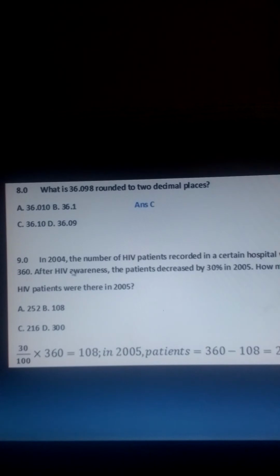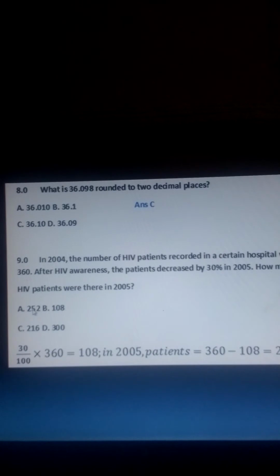In 2004, the number of HIV patients recorded in a certain hospital was 360. After HIV awareness, the patients decreased by 30% in 2005. How many HIV patients were there in 2005? So to solve this problem, we use percentage decrease, 30%. So 30% is 30 over 100 times the number of patients in 2004, which is 360. So when you work out this one, you get 108. So in 2005, the patients were 360 minus that decrease, you get 252. So the answer is A, 252.